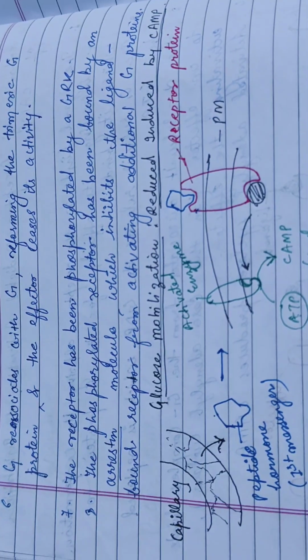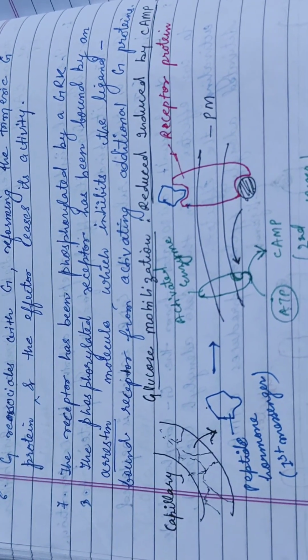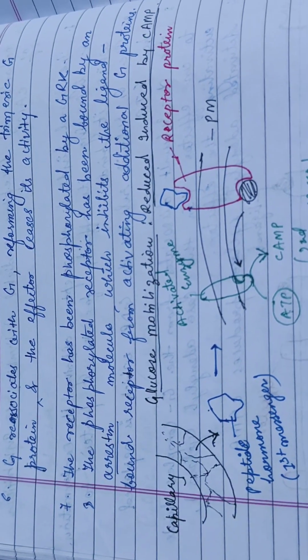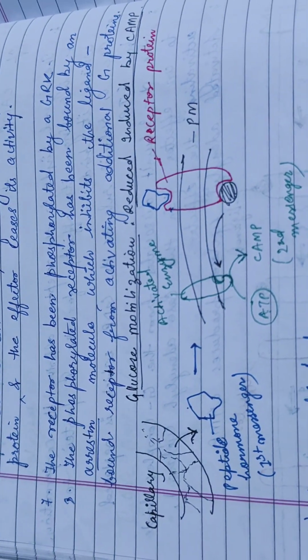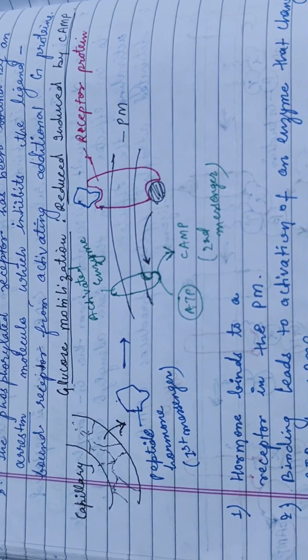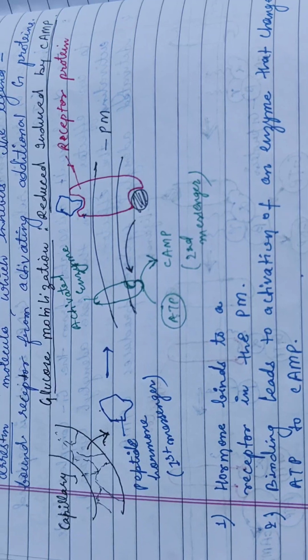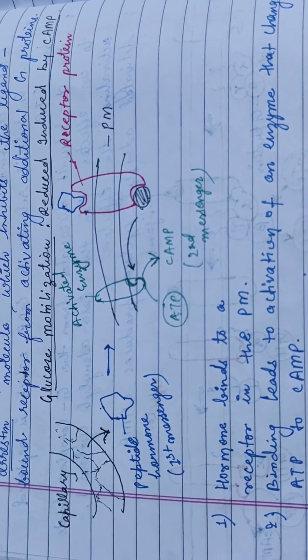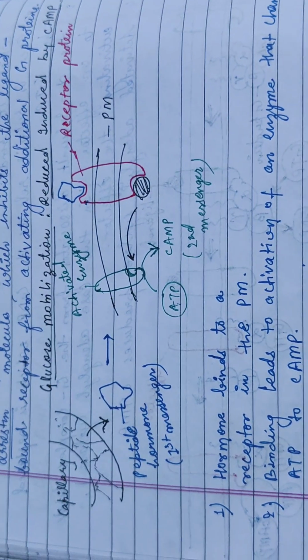The next step is that the receptor is phosphorylated by GRK. This phosphorylated receptor is bound by an arrestin molecule, which inhibits the ligand bound receptor from activating additional G protein. Next, glucose mobilization induced by cyclic AMP.